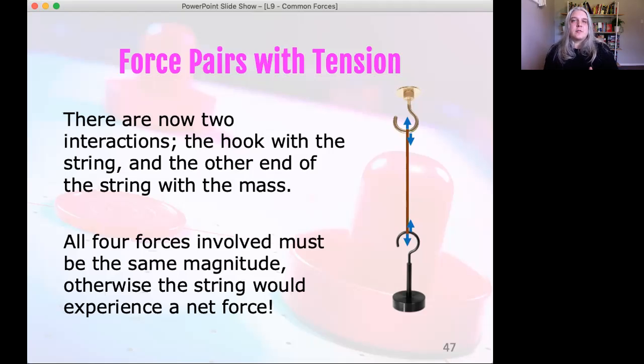In reality, with a string that does have some mass, the one with the object would be slightly different from the one at the top, because you've also got this weight force to account for. But usually that's so tiny compared to the object, we can ignore it. And so if those two forces weren't the same, then the string would be accelerating. And the string clearly is not going to be accelerating, so that means those two forces acting on the string must be equal and opposite.